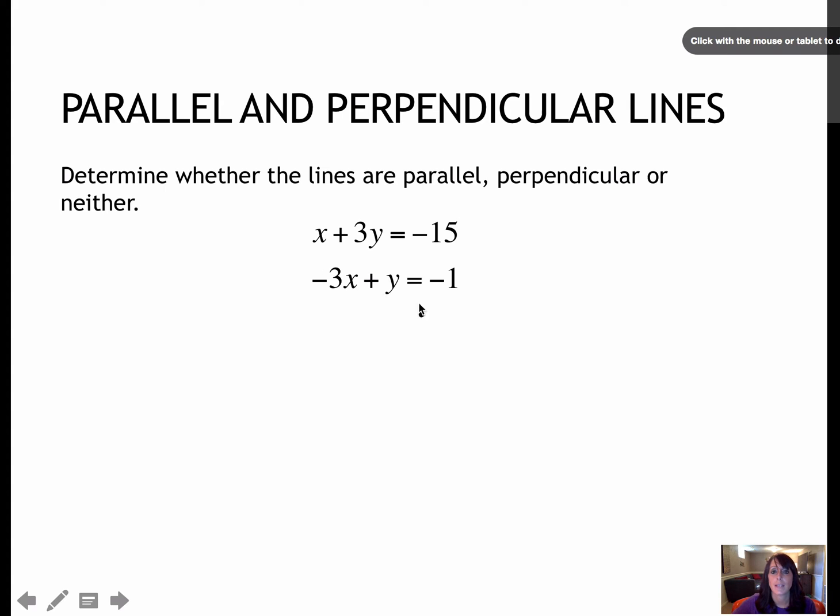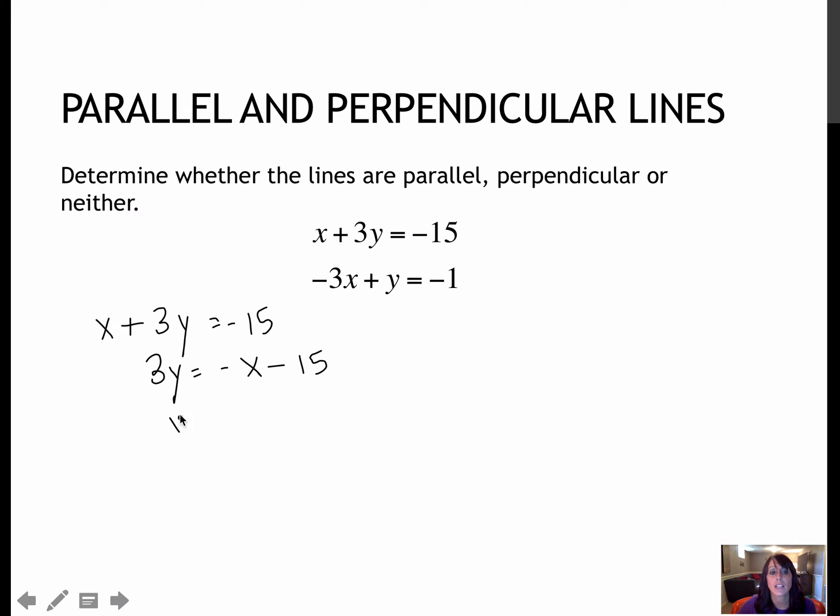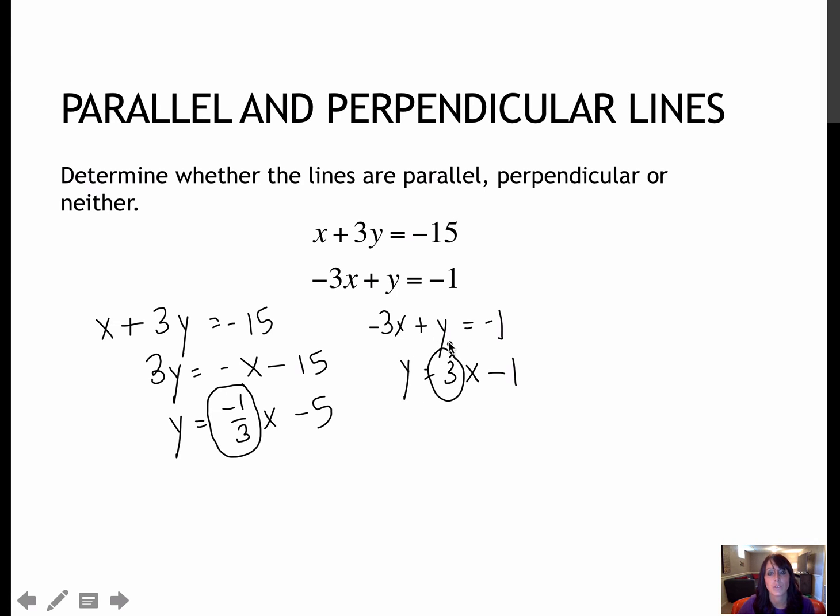Let's do another. Same idea. We're going to go to slope-intercept form. I'm going to subtract x from each side. I'm going to divide everything by 3. So I get a slope of negative 1/3 for my first line. For my next line, I'll add 3x to each side. And now it's already in the correct form and my slope is 3. So now I'm looking at negative 1/3 and 3. Those are not equal, so they are not parallel.